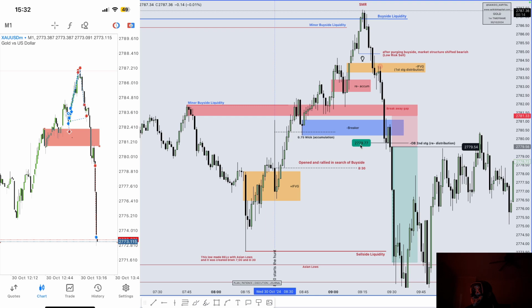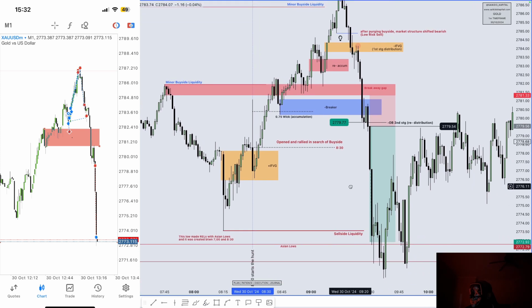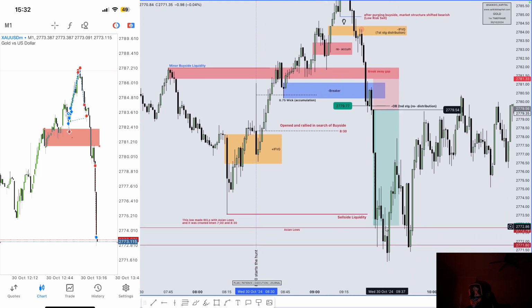So these are the price levels. This is the opening price of this bearish order block, and this is the closing price of this candle. You can see the numbers right there, the difference. That's what made me go short right there. And then it went all the way down.